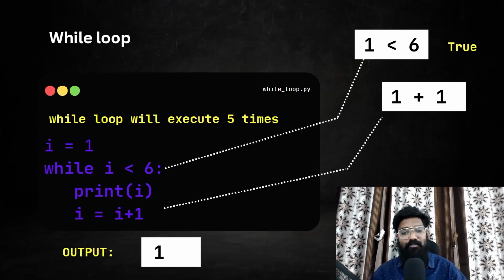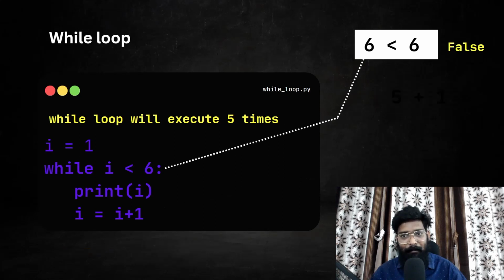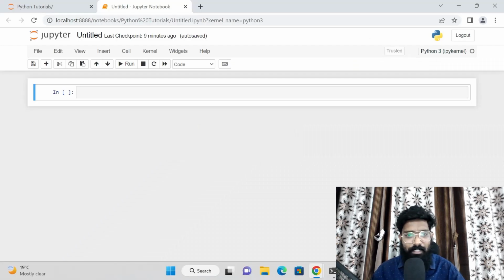Print i, which is going to print 1, and then the incrementation. Similarly, i is now 2, then print, then incrementation. Now i is 3, 4, 5. Now i is becoming 6. 6 less than 6, the condition is false. It will exit from the while loop. Okay, so guys, let's see the practical implementation of it.